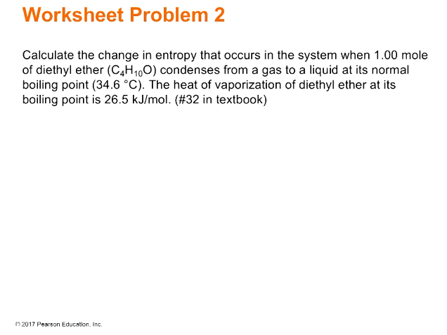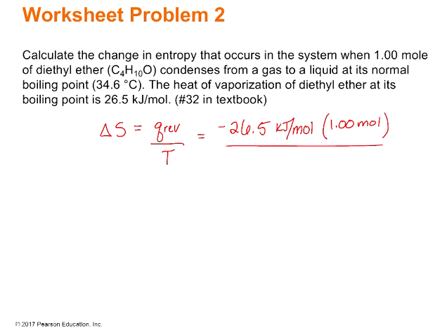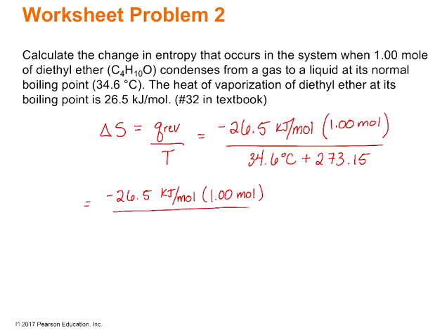Okay, so now let's plug that into our expression for the change in entropy. So let's see, we need negative 26.5 kilojoules per mole. And this problem's a little simpler because we're told we only have 1 mole of our compound. And then we're dividing that by the boiling point, but we need it in Kelvin, so we're going to add 273.15. All right, so that will equal, let's simplify here. So the temperature becomes 307.75 Kelvin.